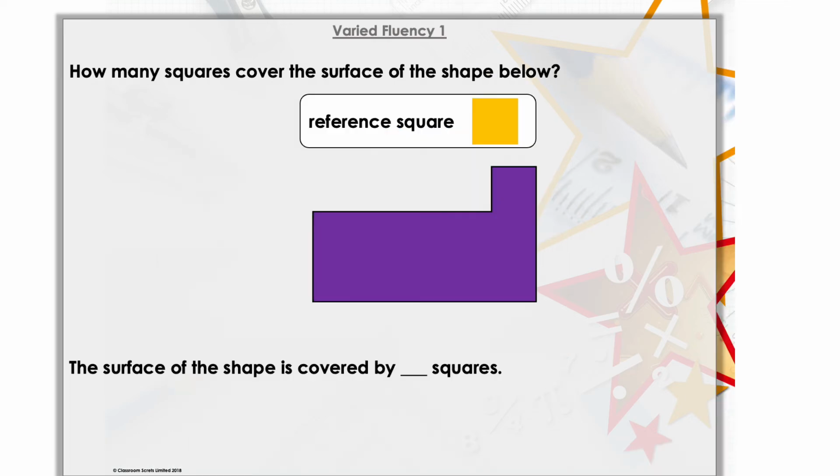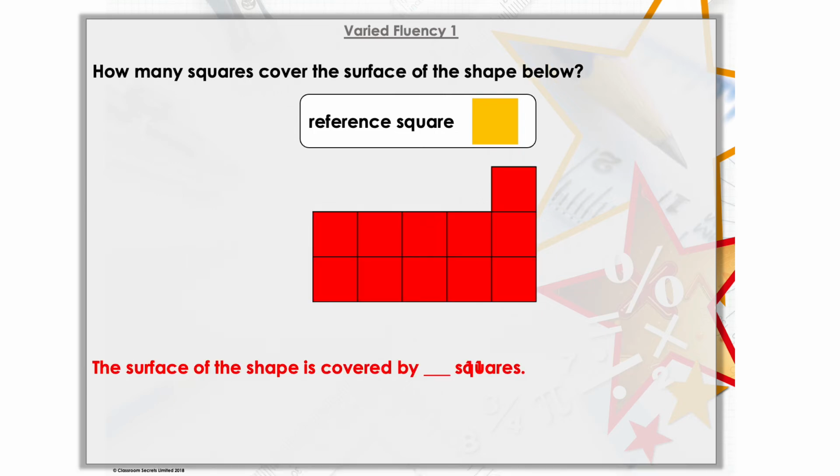Okay, so how many squares cover the surface of the shape below? So what you need to do is have a think and estimate how many of those yellow squares fit into that shape. Have you had a good estimate? Let's see. So you can see that it has been divided and sectioned off, and we have 11 squares.